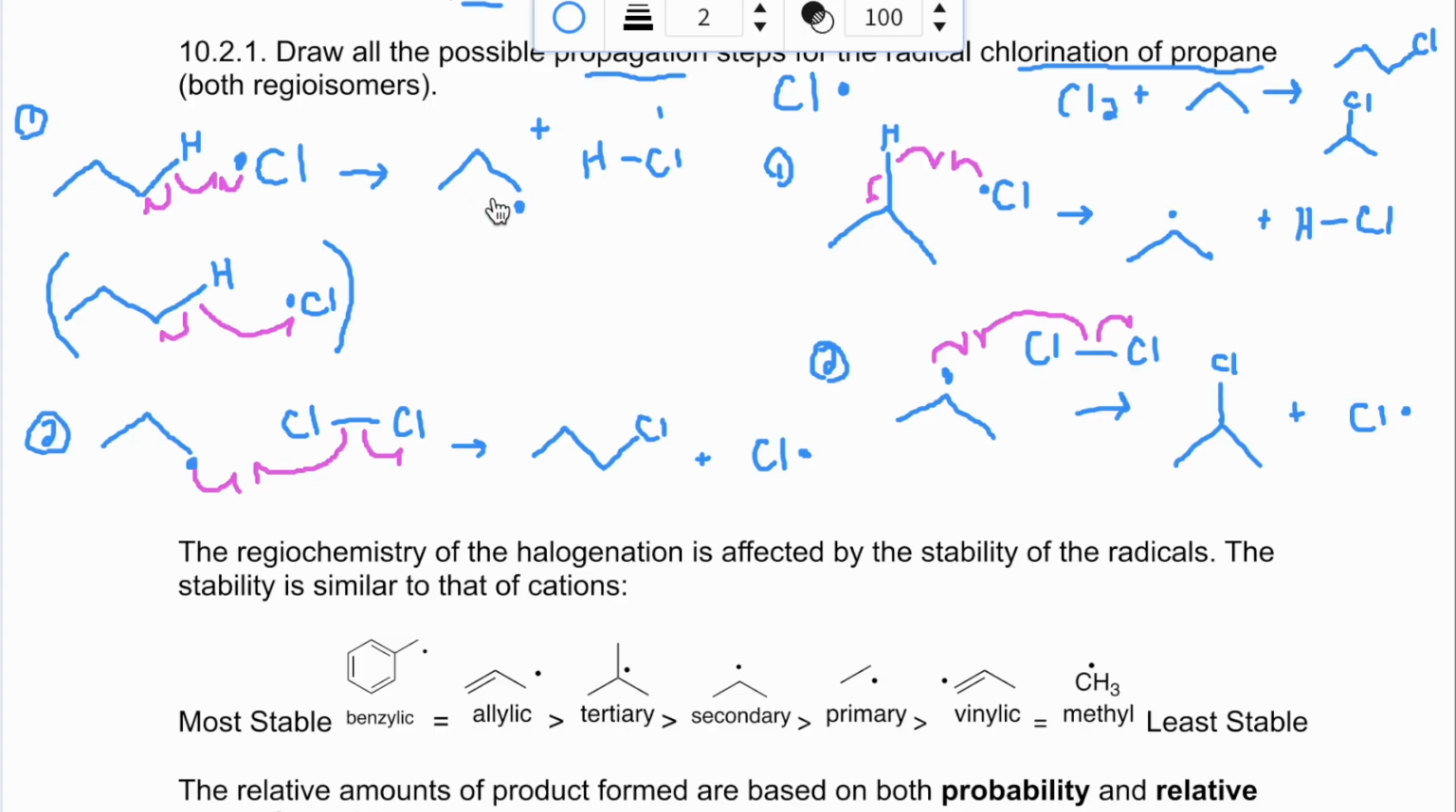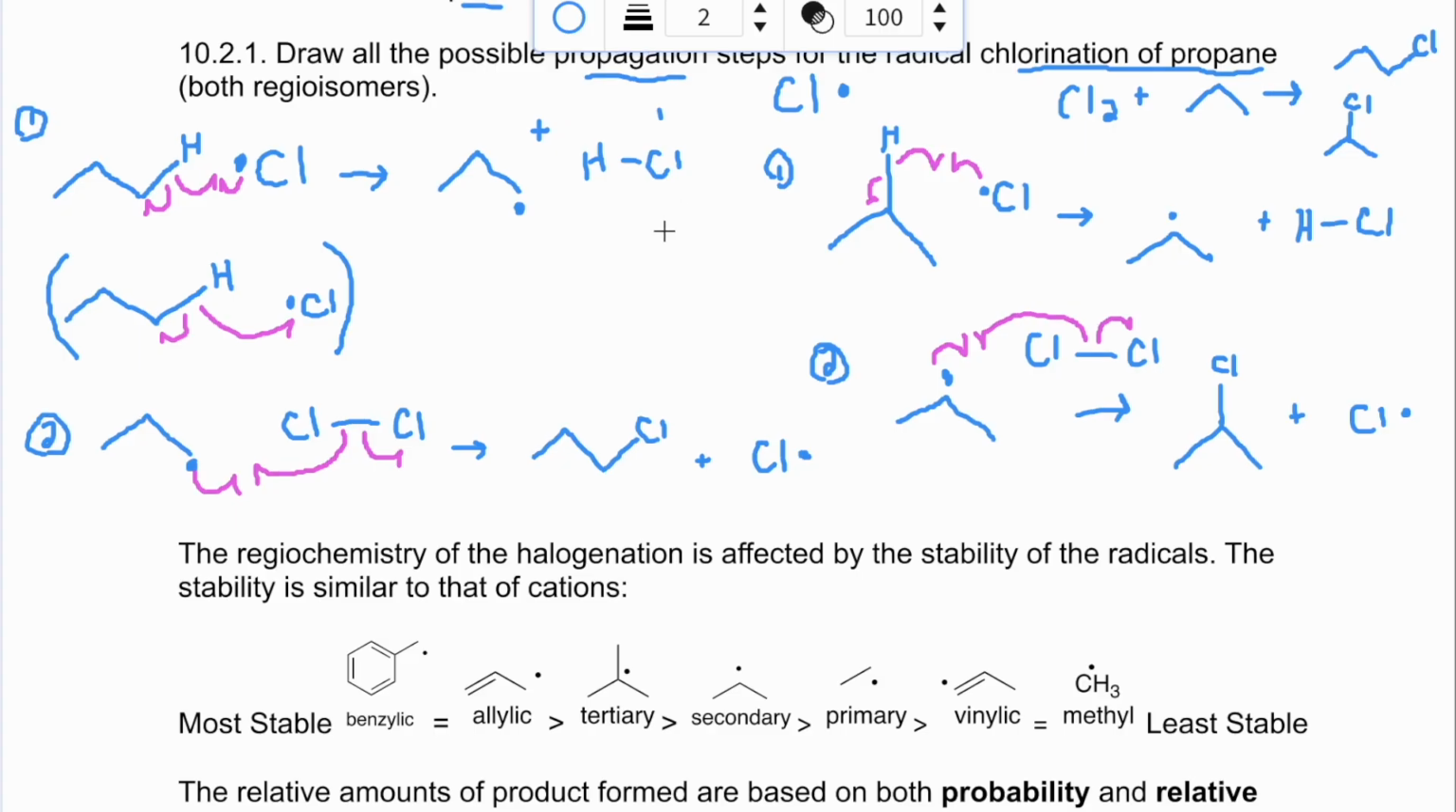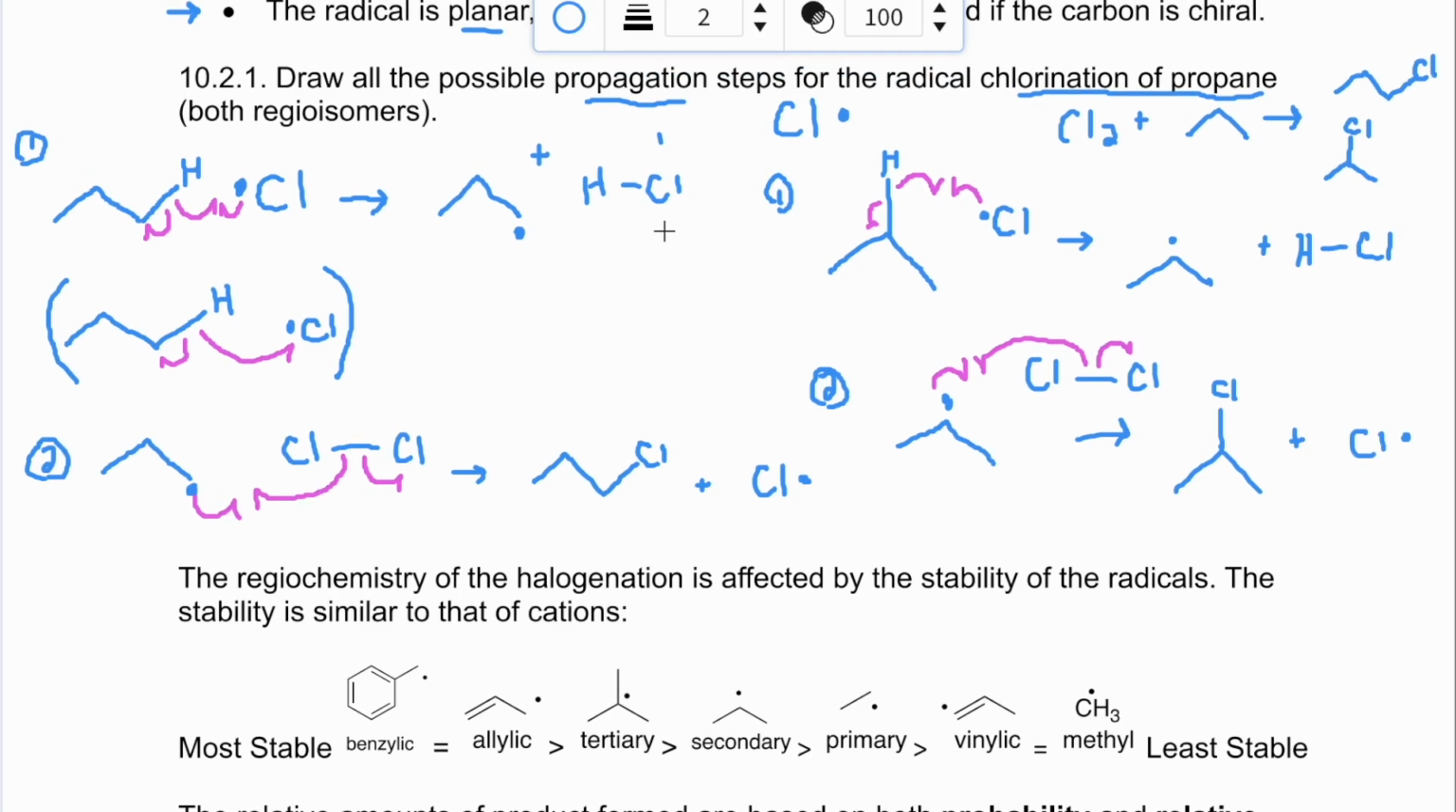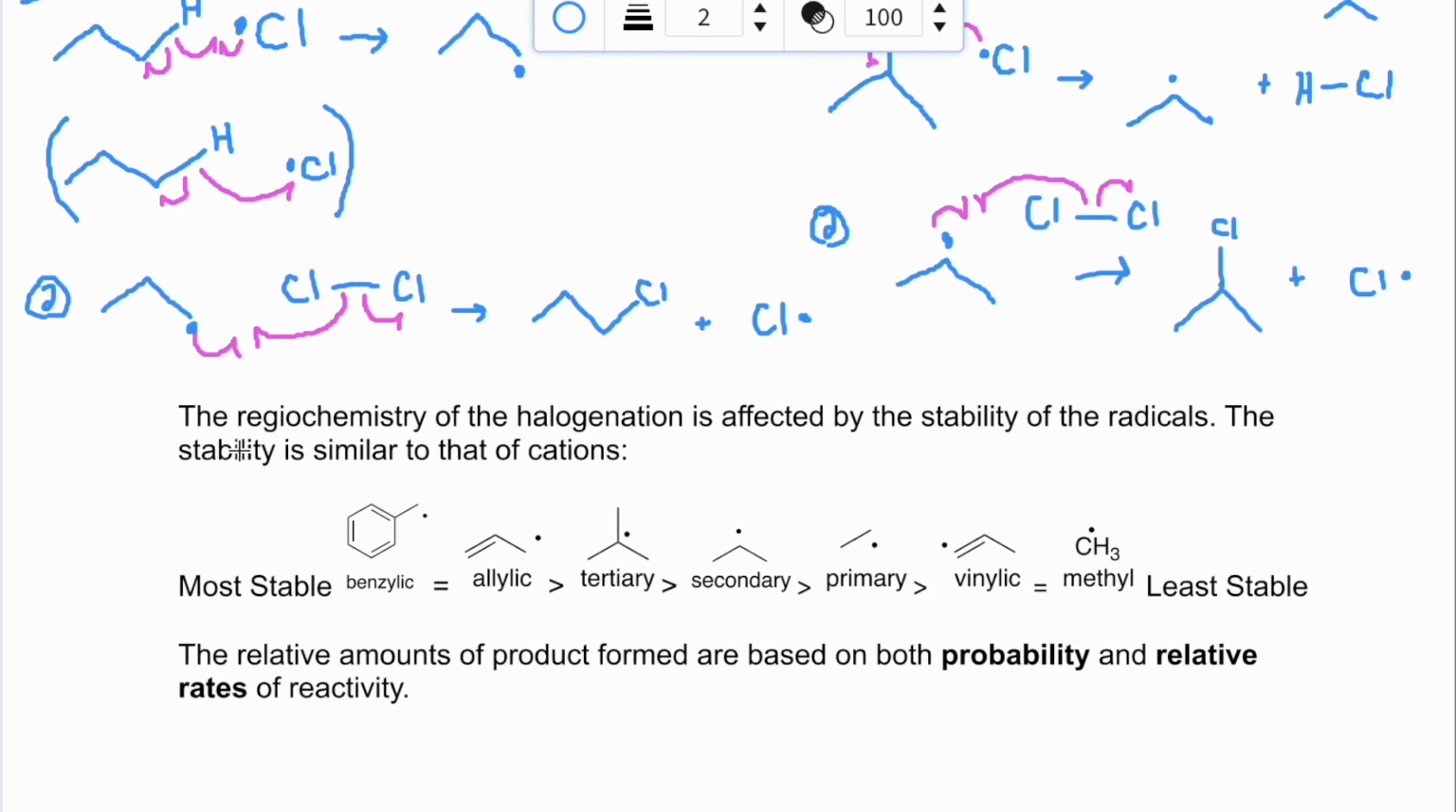Okay, so this first step in both of these creates a carbon radical. And the more stable the carbon radical, the easier it's going to be to create, and so the more likely that step will happen because it's easier to do. It takes less energy. And so here is a little diagram that shows the stability of these radicals.